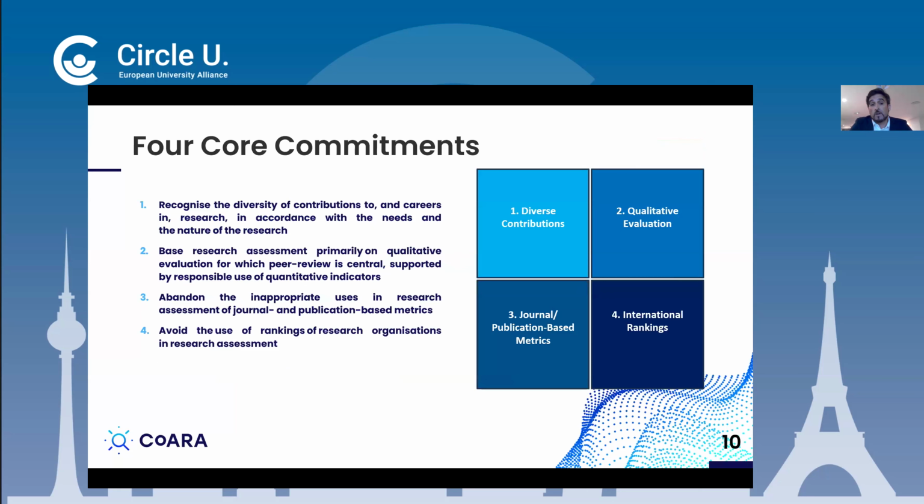So the first one is when you evaluate research, you should be able to recognize the diversity of contributions to and careers in research, in accordance with the needs and the nature of the research. Second, you should base your research assessment primarily on qualitative evaluation, for which peer review is central, supported by responsible use of quantitative indicators. Third, you should abandon the inappropriate use in research assessment of journal and publication-based metrics. And fourth, you try to avoid the use of rankings of research organizations in research assessment.